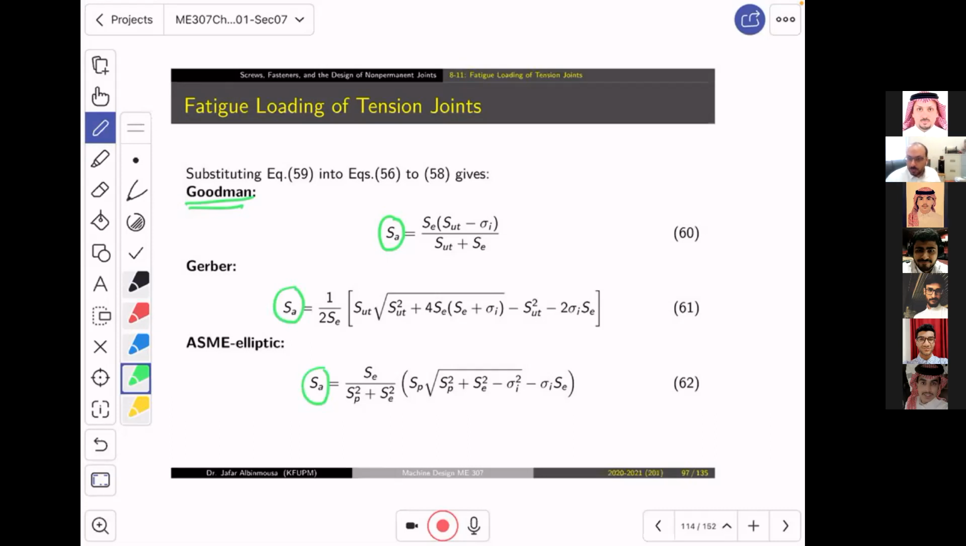Now, if you look at the equation, you will see sigma I. What is sigma I, ya shabab? It is Fi over AT. And then SE from the table, SUT from the table, and that's it.